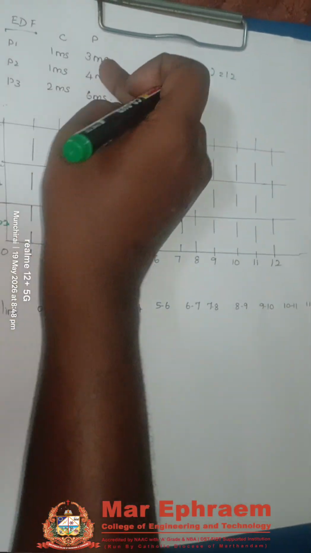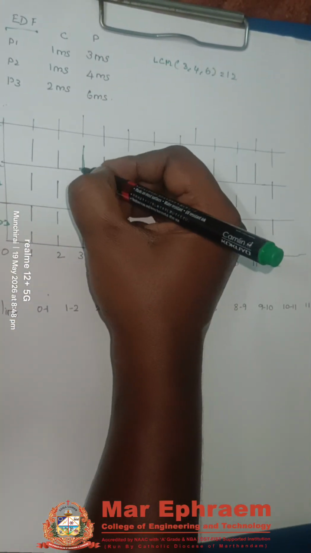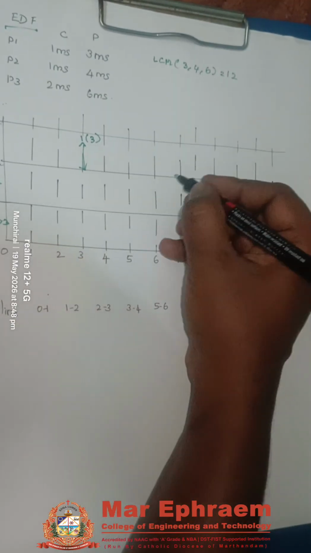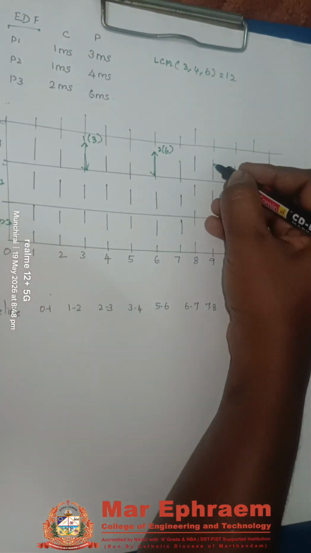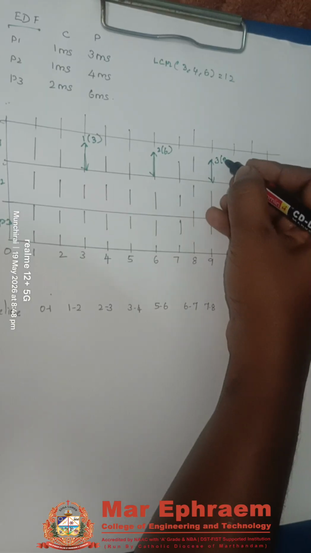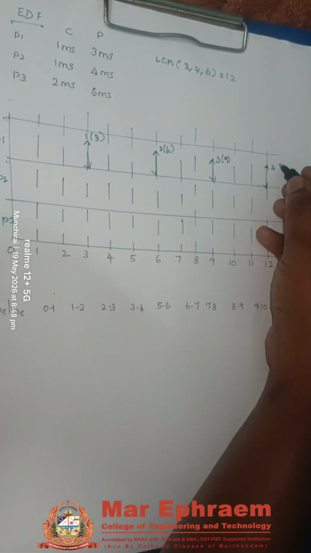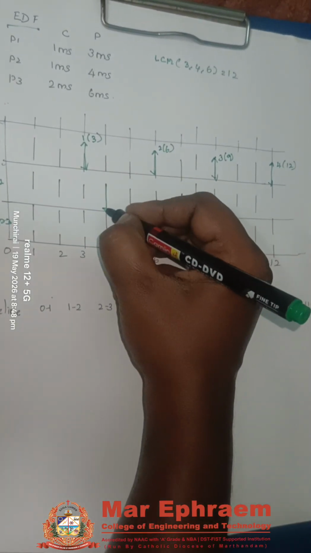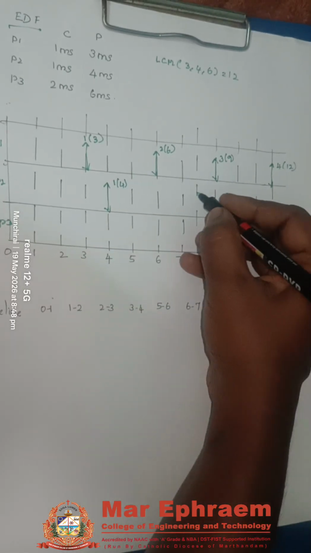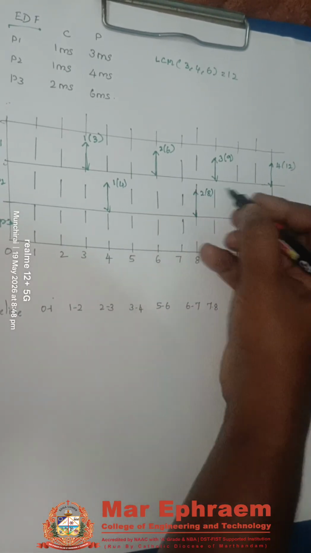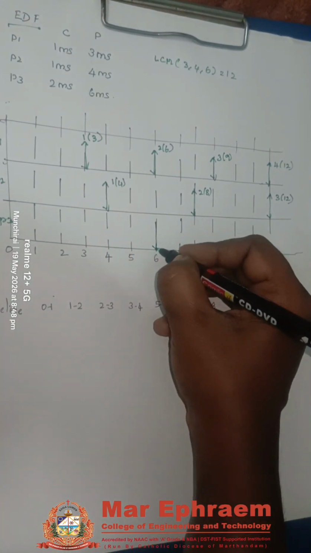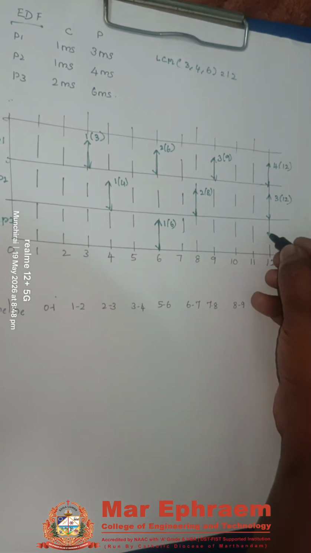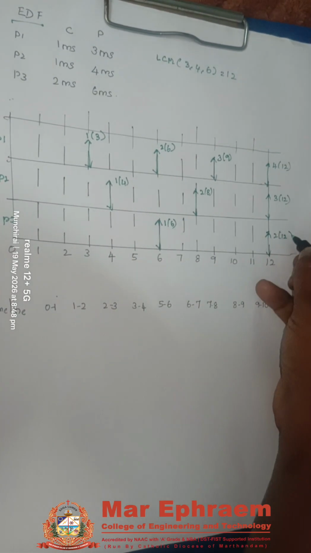That is, P1 will execute every 3 milliseconds. So the first cycle at 3, then the second at 6, the third at 9 and the fourth at 12. Similarly for P2, the first cycle will be at 4, the second at 8 and the third at 12. Next here, the first will be at 6, the second at 12.